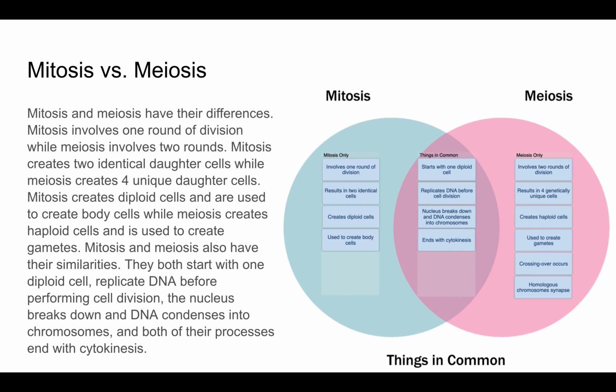But mitosis and meiosis also have a few similarities. For one, they start with one diploid cell and replicate DNA before undergoing cell division. And in both of their processes, the nucleus breaks down and DNA condenses into chromosomes. And in mitosis and meiosis, both of their processes end with cytokinesis.